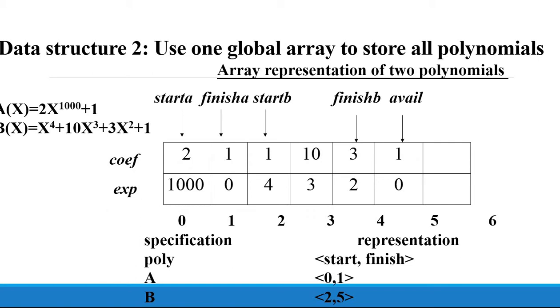So the drawback in the previous design is that even if you have a 0 coefficient, the memory will be allocated. That's not an efficient method. So what we can do is use only one global array to store polynomial a and polynomial b, and the resultant polynomial also we can store in the same array.